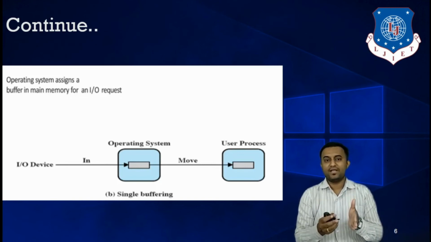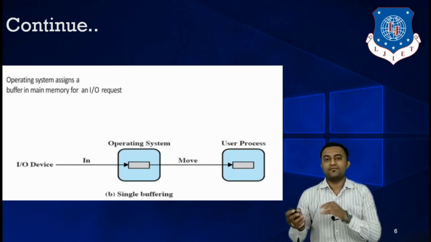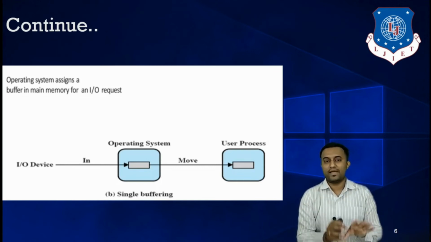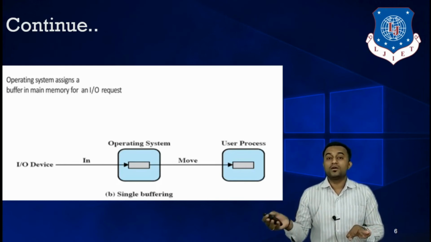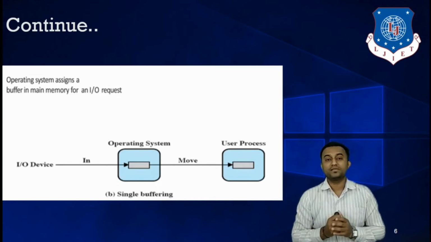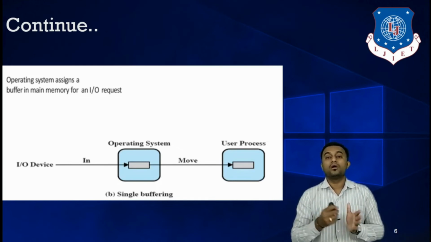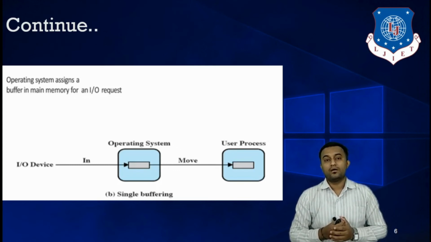So what is the advantage? Once the IO device is busy, we can store that request for a while in main memory, so that another user process which requires an IO device can send a request to the operating system to access the IO devices.